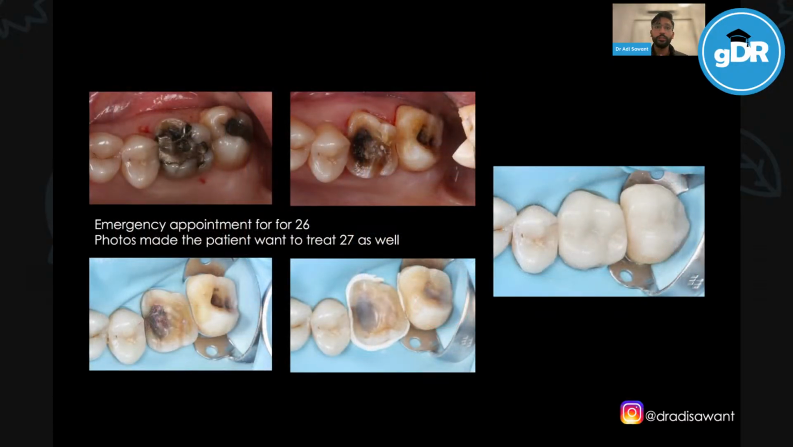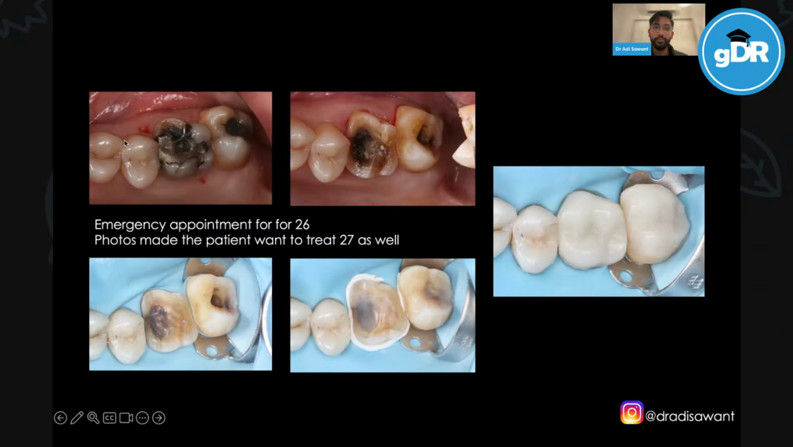So this patient came in for an emergency appointment for her 6 because the cusp fractured off. What did we say before? Oblique cusps and oblique cracks. Eventually the cusp will just fracture off, right? And that's what's happened here. It's almost like the prep's done for me in that area.